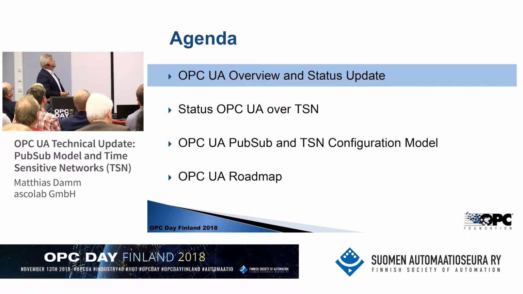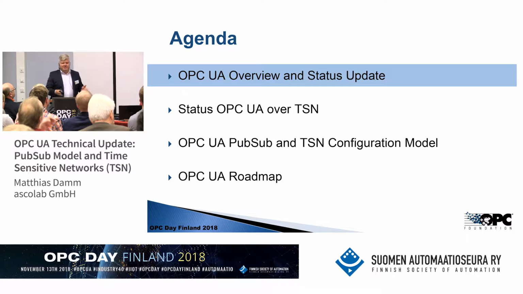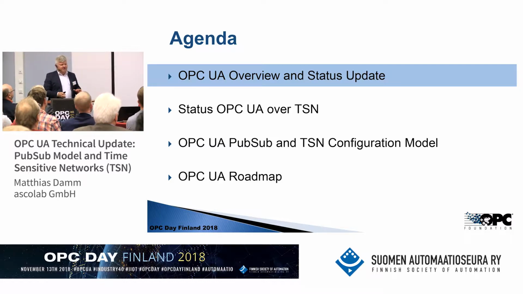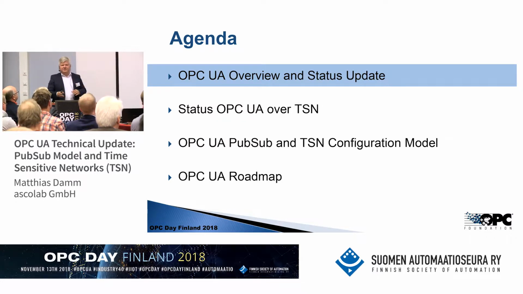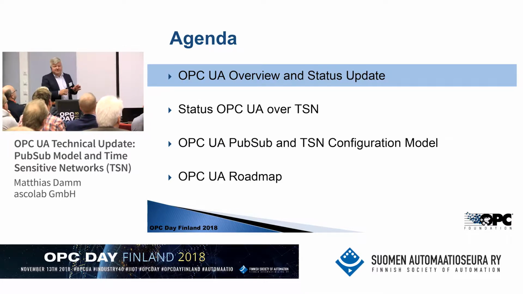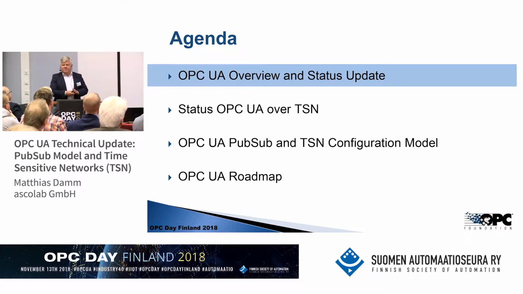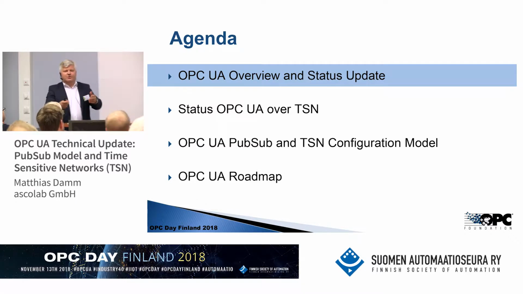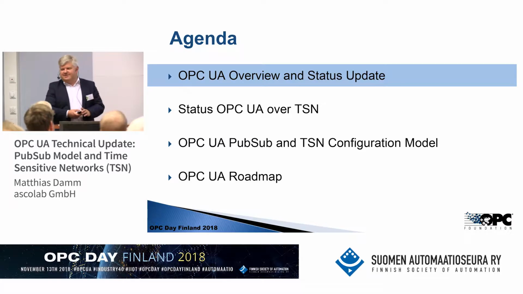So the first is just to give you a status update overview, like where OPC UA stands at the moment, then a status update on OPC UA over TSN, which is a fairly hot topic at the moment. Then I go into some details of what we are working on for OPC UA over TSN, especially the configuration model for TSN in OPC UA PubSub. And then also some outlook on what's coming next and what was partially announced already, but there will be more announcements about that.